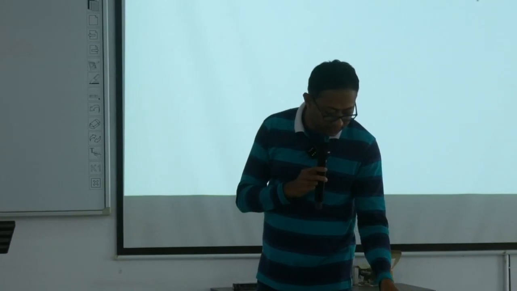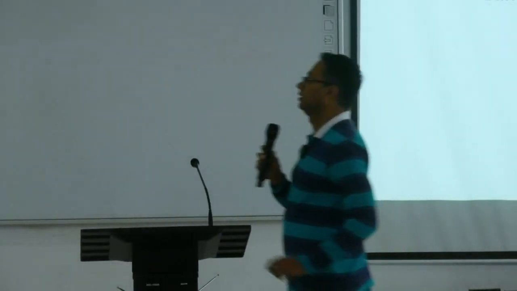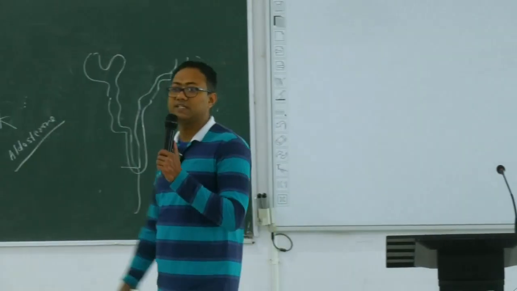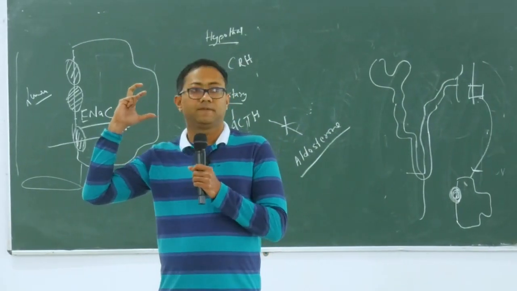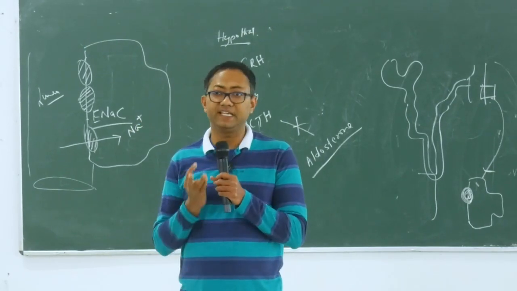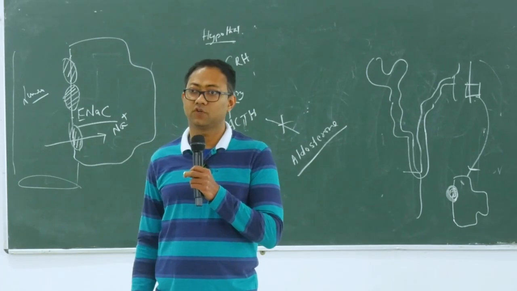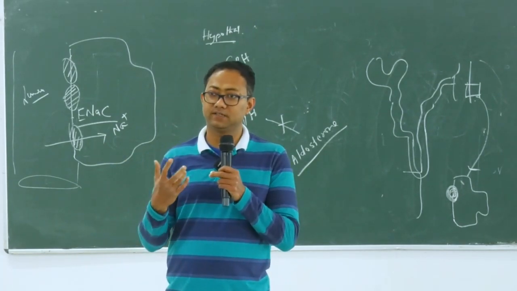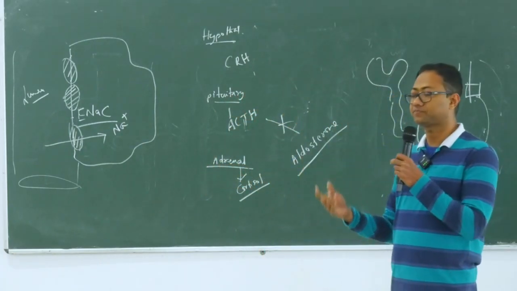তাহলে aldosterone synthesis is controlled by what? Aldosterone synthesis is controlled by what factor? If it is not ACTH, the control system for aldosterone is, first is angiotensin 2. Okay, you know the RAS system, right? Renin, angiotensin, aldosterone system. So what is that system?